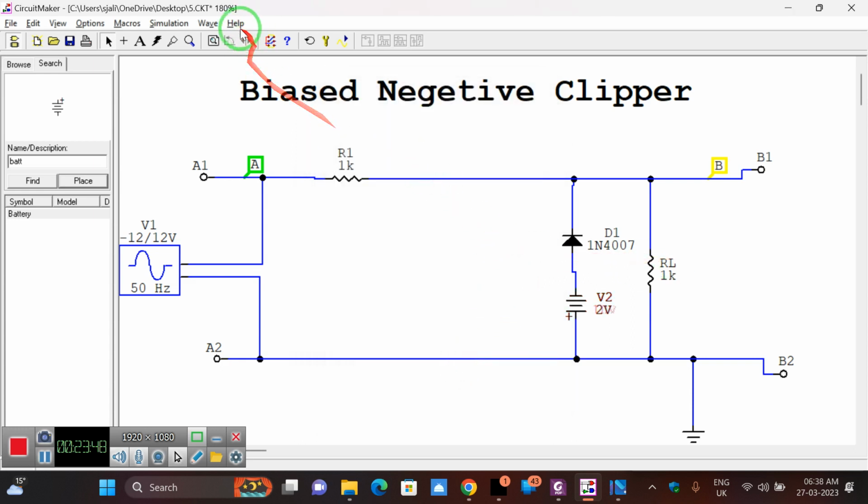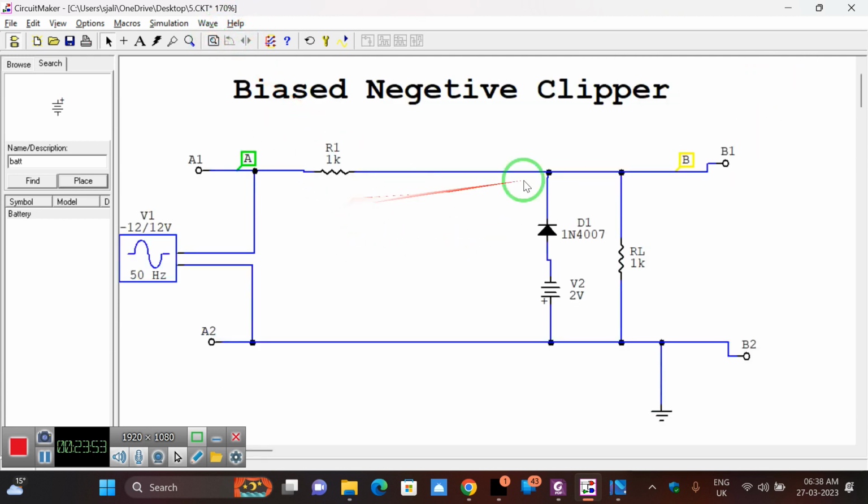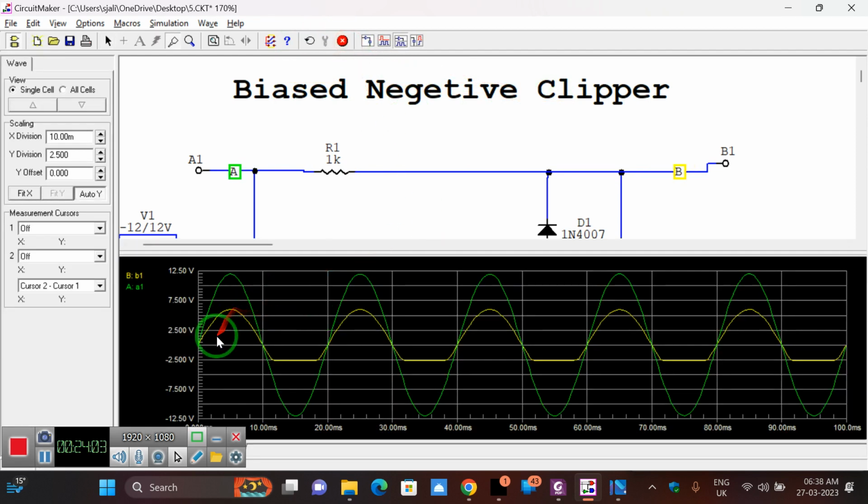So 2 volts is the battery voltage. Now input and output probe, I already connected like the previous one, nothing I changed. So this is the biased negative clipper. Now check the output waveform. See here. So what are you observing here?